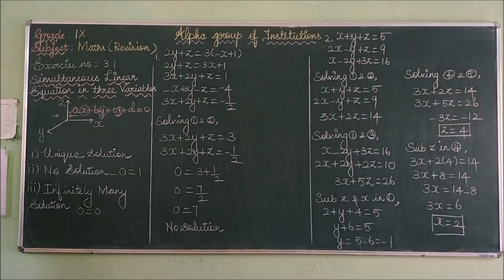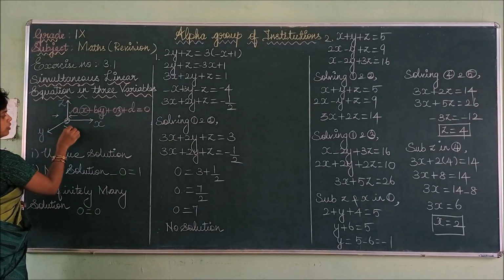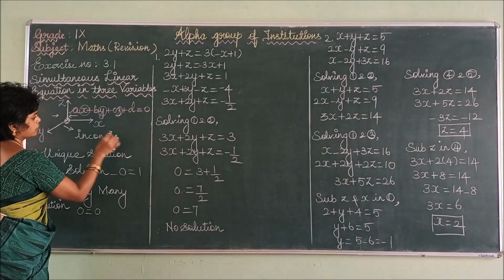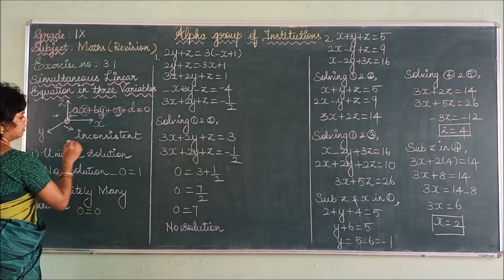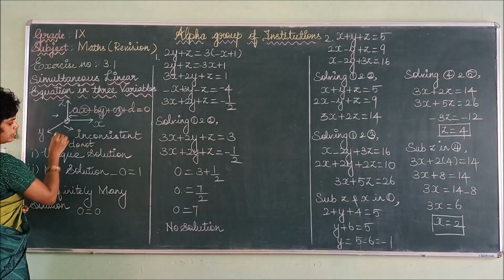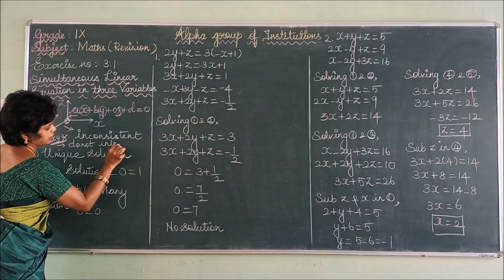Then listen to one thing. The simultaneous linear equations with 3 variables are inconsistent when their planes do not intersect. These x, y, z planes do not intersect each other when the solution is inconsistent. The planes do not intersect.